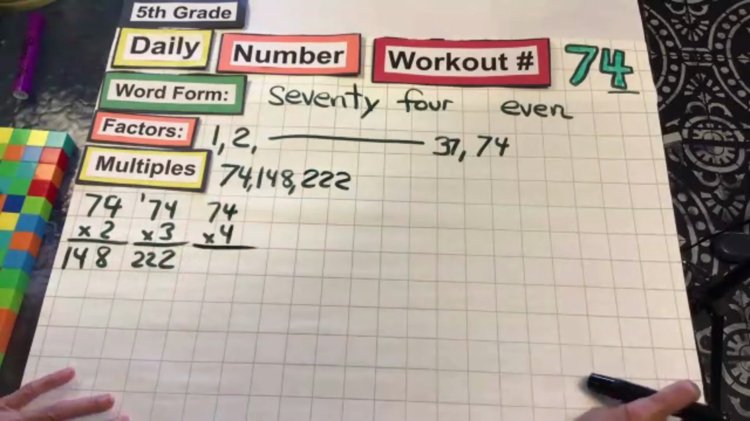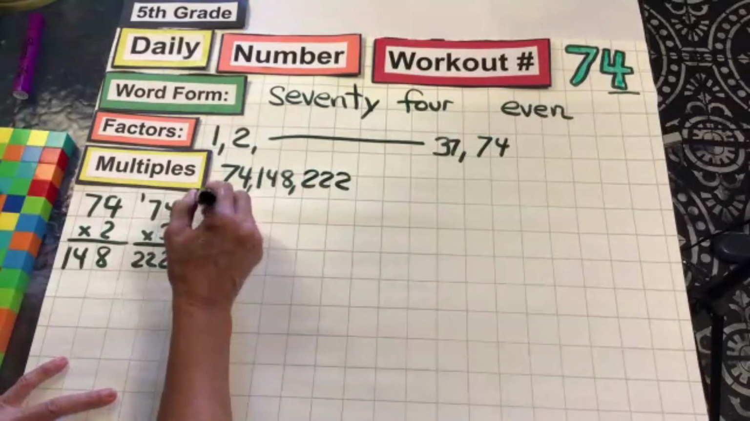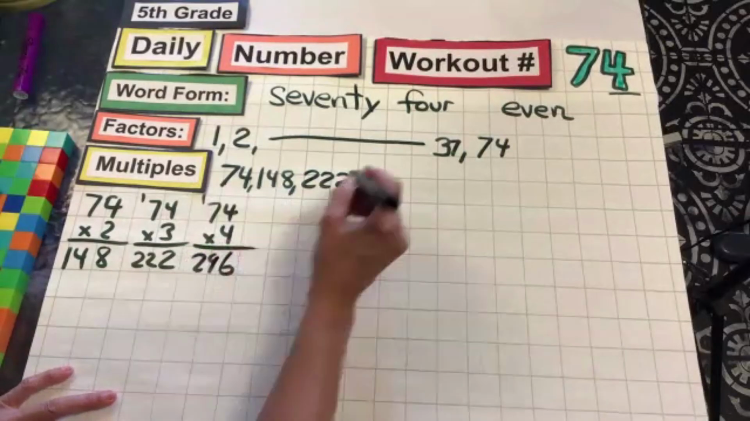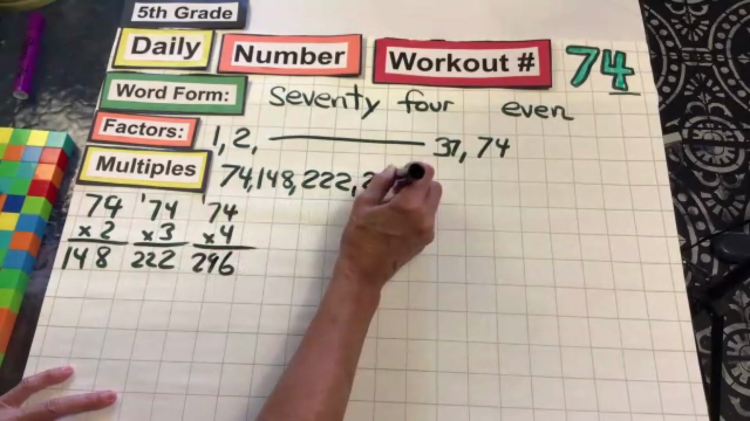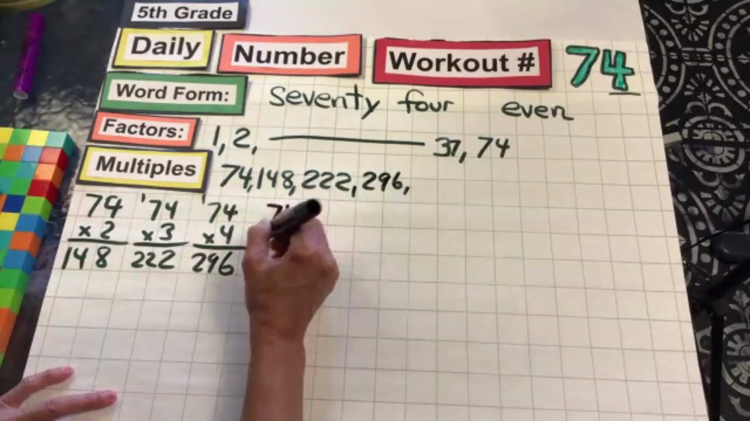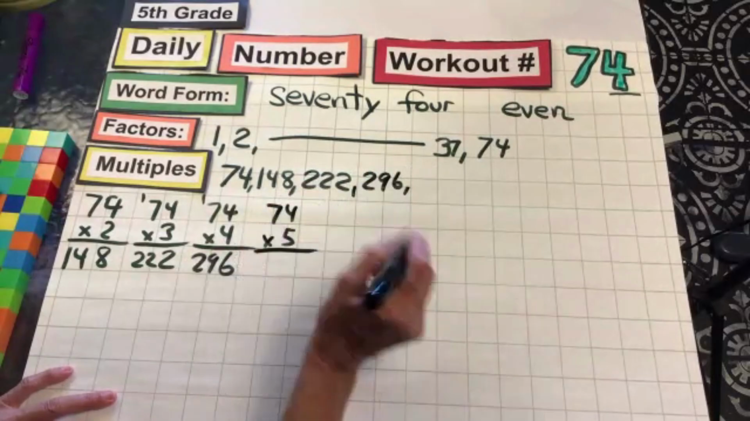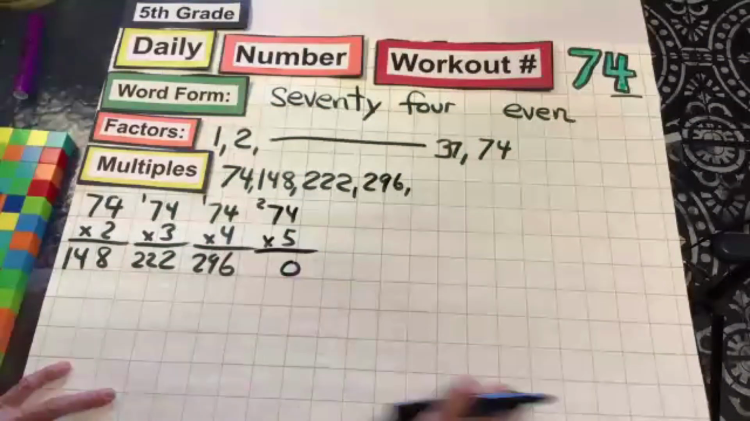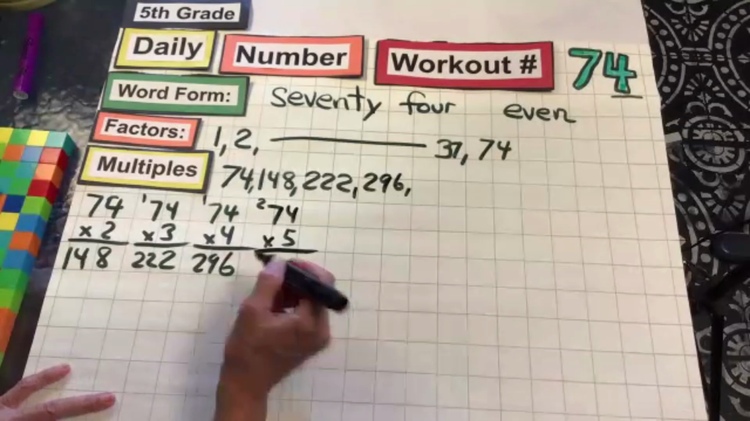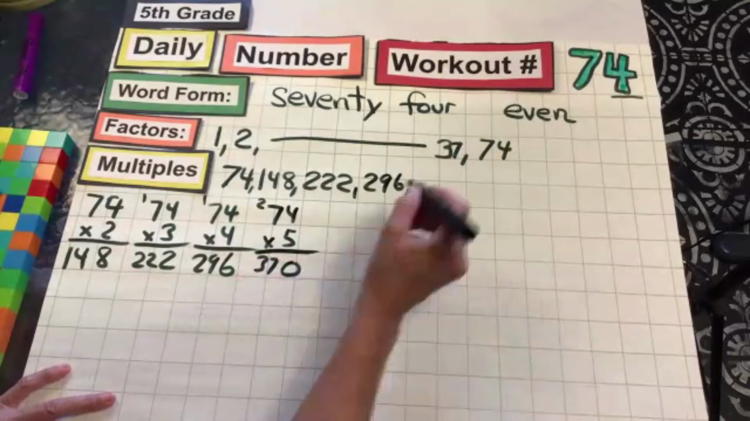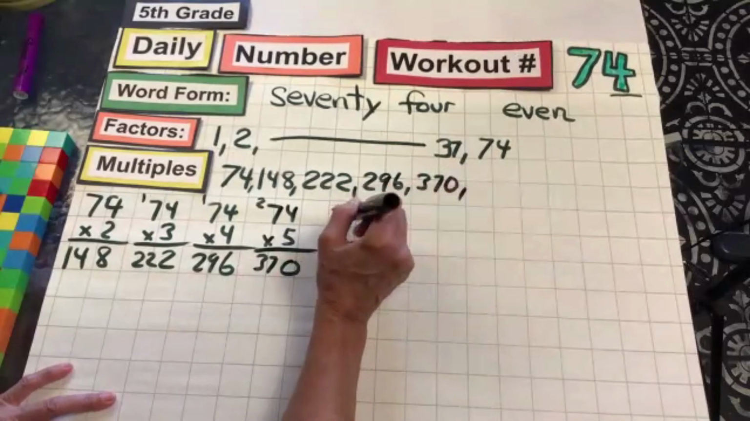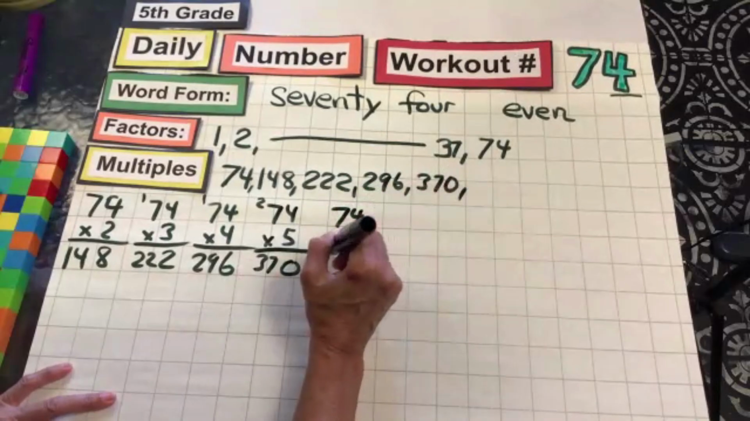4 74s. 4 times 4 is 16. Drop the 6, carry the 1. 4 times 7 is 28 plus 1 is 29. So 296. 74 times 5. 5 times 4 is 20. Drop the 0, carry the 2. 5 times 7 is 35 plus 2 is 37. So we have 370.